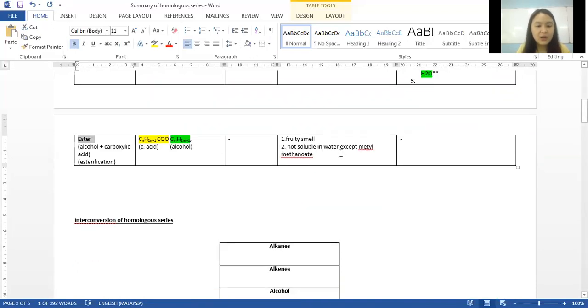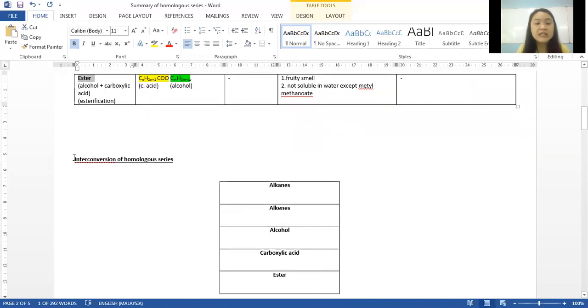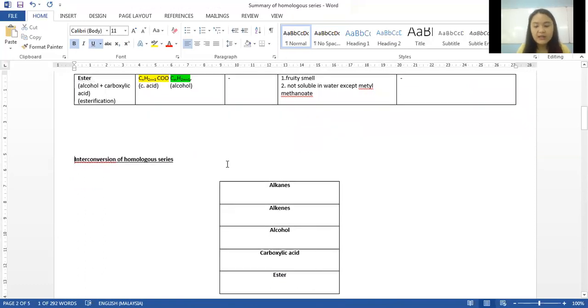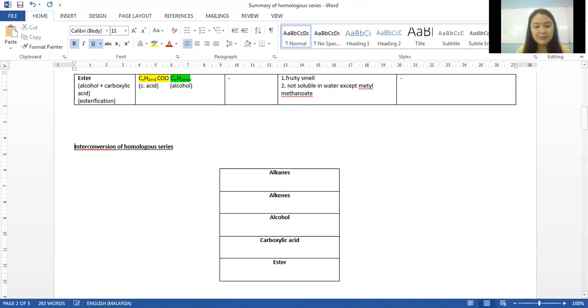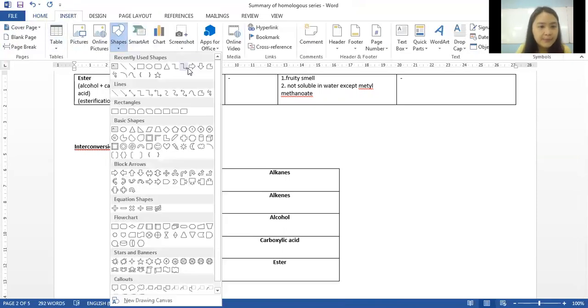Next, we will move on to some interconversion of homologous series. Even though we have 5 homologous series, each with their own list of members, physical properties, and chemical properties, please bear in mind that these homologous series are interconvertible. One homologous series can turn into another through a specific chemical reaction, and this is what we're going to discuss. So let's start.